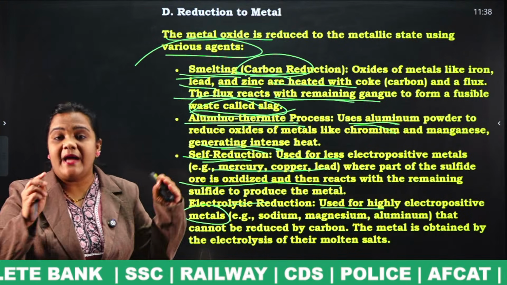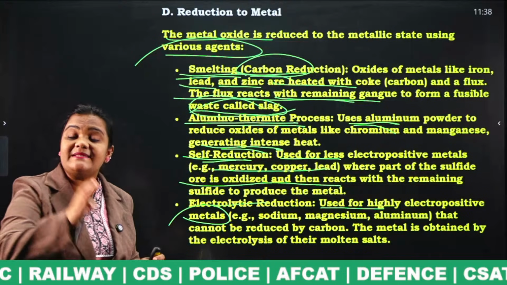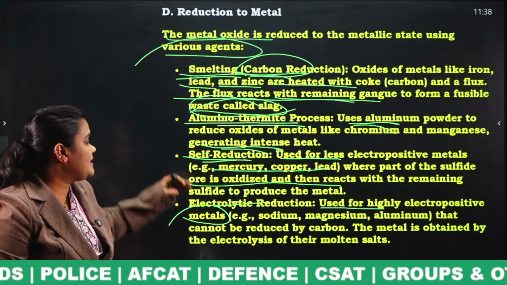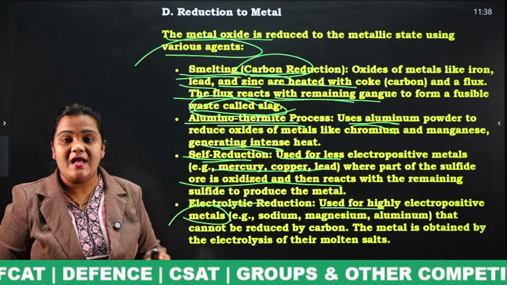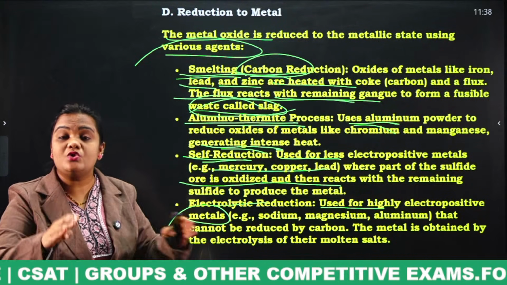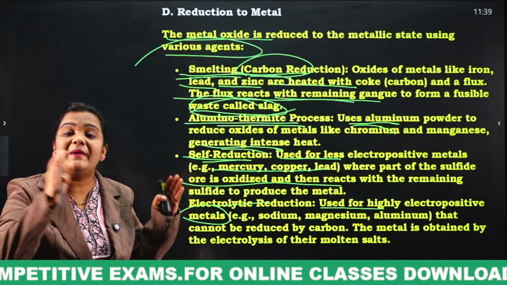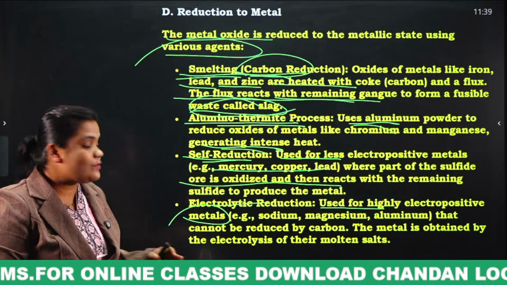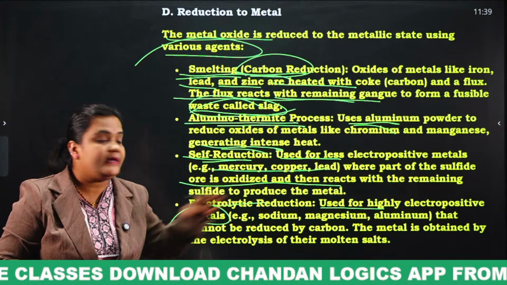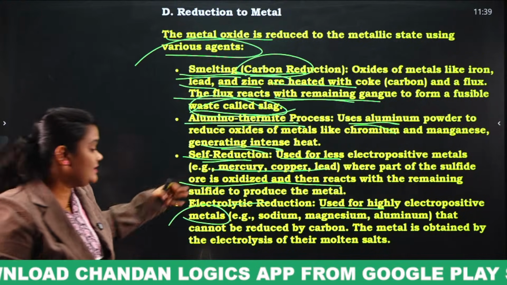Okay? The method which is used for less electropositive metals, what is that method, students? Self-reduction. And the process which is used for highly electropositive metals in order to separate the metals from the ores, what is that process, students? Electrolytic reduction. And what are the examples for this?